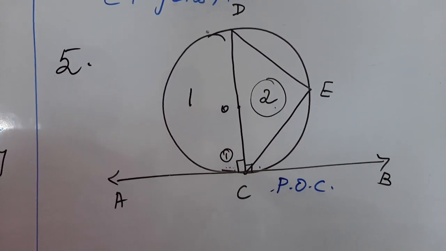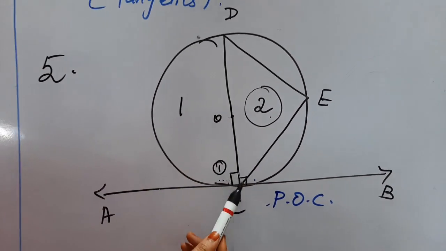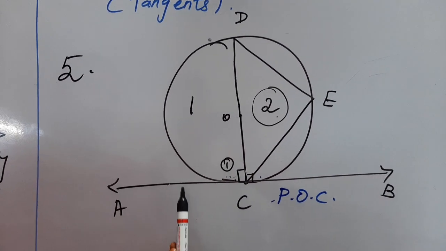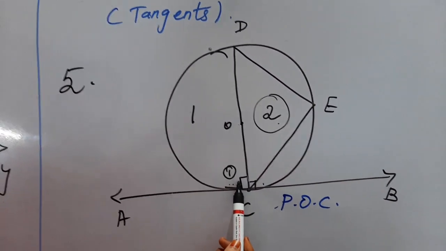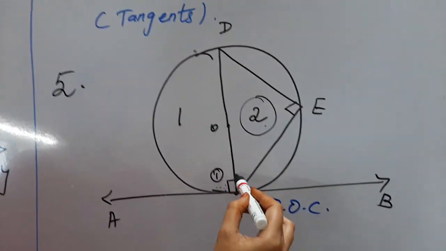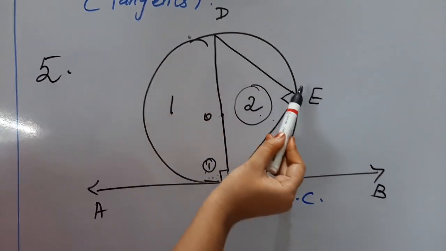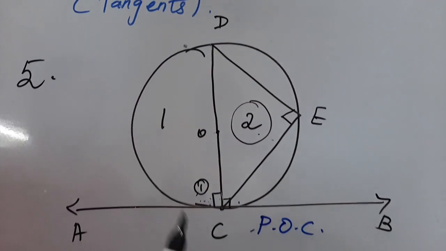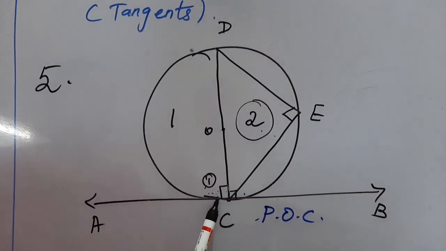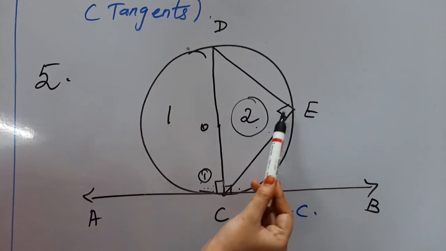That is the alternate segment theorem. What is the alternate segment theorem? If a chord makes an angle with the tangent, that angle must be equal to the angle made by the same chord in the opposite segment. So here we got angle DEC is equal to 90. First, here C is 90, that is given. Then in the opposite segment we found E is also 90.